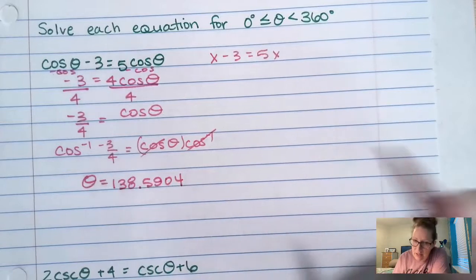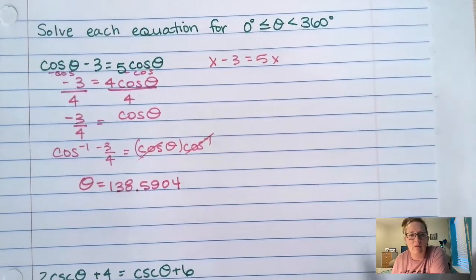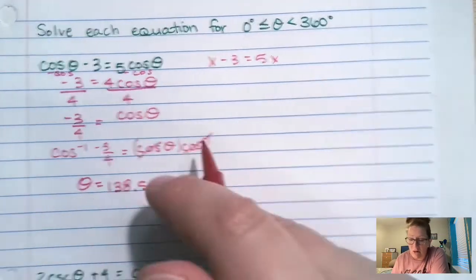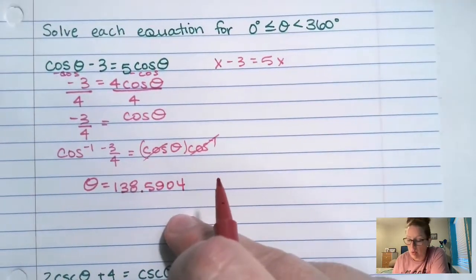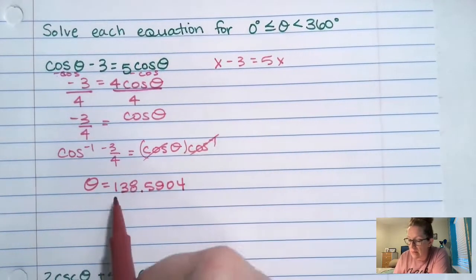Oh, 4. I like to go out to 4 decimal spots because that way, if they tell us to round to a tenth or a hundredth or thousandth, then we already have it rounded out. So we can just go ahead and round this one down appropriately. Okay, so we have our theta.